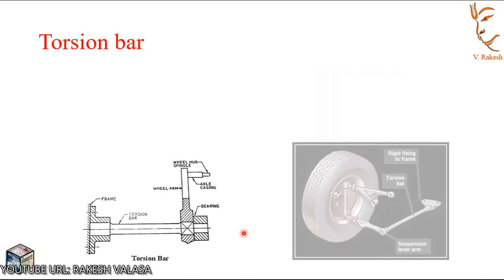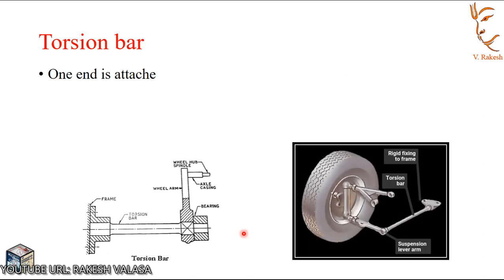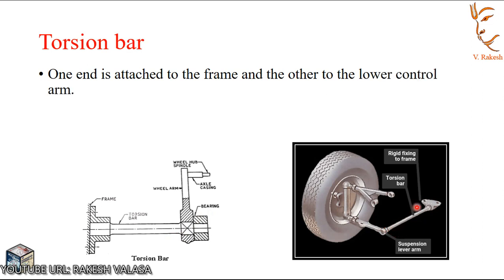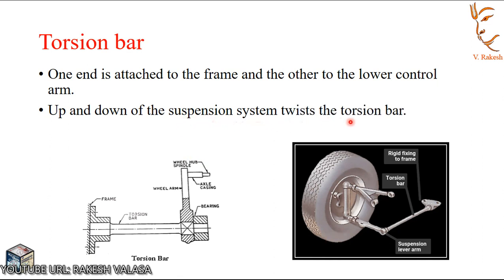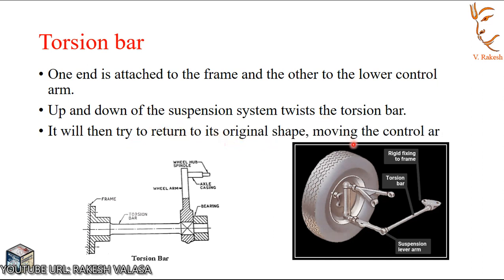Let us see the last type of springs, that is torsion bar. In this torsion bar, one end is attached to the frame and the other end is attached to the lower control arm. Up and down movement of the suspension system twists the torsion bar. It will then try to return to its original shape, moving the control arm to its original place.